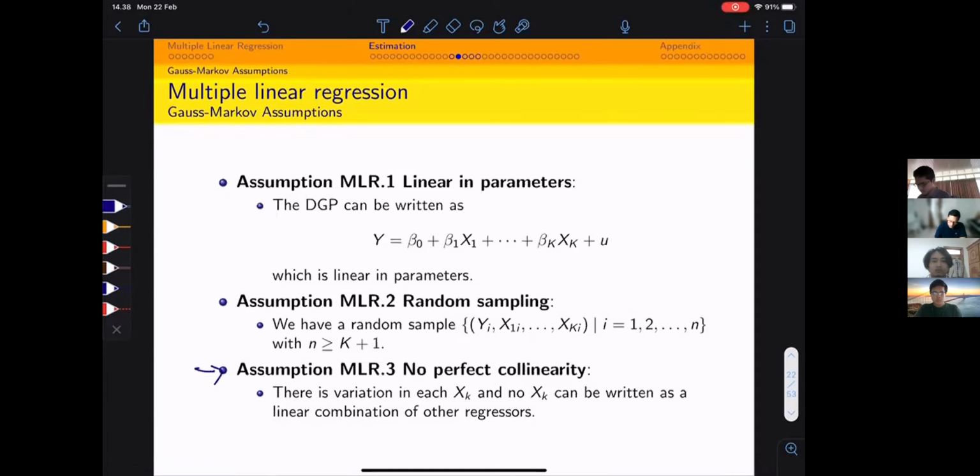And the third assumption is called the no perfect collinearity assumption, okay? So what does the no perfect collinearity assumption mean? It means that there is variation in each xk and that no xk can be written as a linear combination of other regressors, okay? Now, it doesn't seem quite intuitive at this moment. However, we're going to provide you with a short discussion on the no perfect collinearity assumption. And then Helga will dig deeper in the tutorial session to show how you should identify or try to detect perfect collinearity in your data set. Okay, so it's a very simple module that you can run in Stata, so it's quite straightforward.